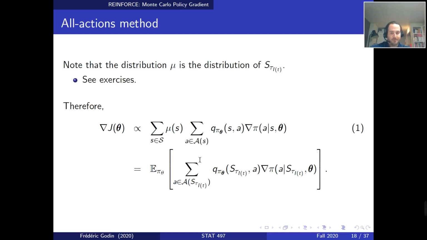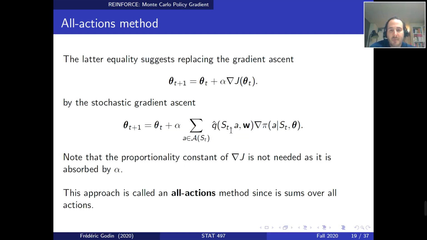to make our update. If we only consider what's inside the expectation, it's an unbiased estimate of the gradient, because when we take its expectation, it gives the gradient itself. So instead of the gradient, we can take what's inside the expectation to obtain a stochastic gradient ascent instead of a gradient ascent. This regular gradient ascent would be replaced by the following stochastic gradient ascent, where we replace the gradient by what was inside of the expectation.